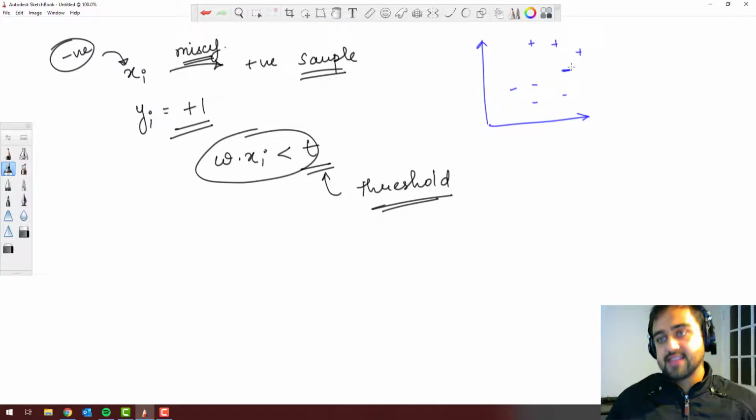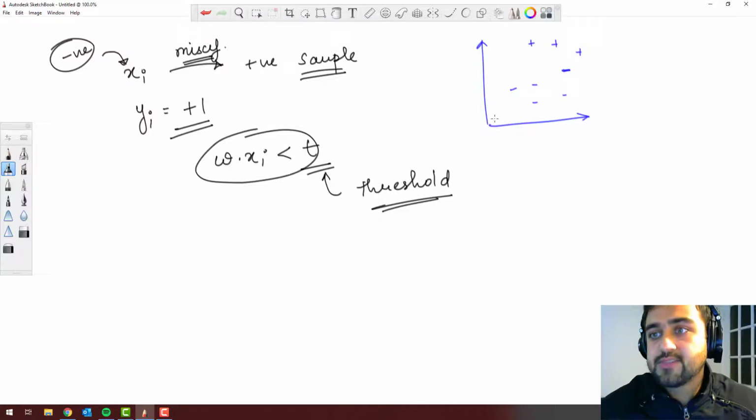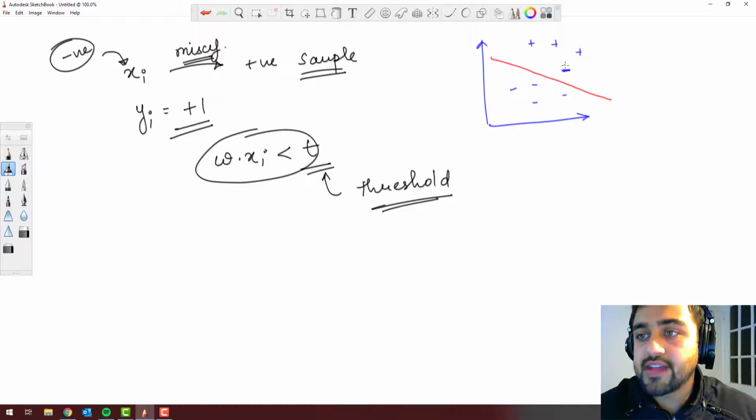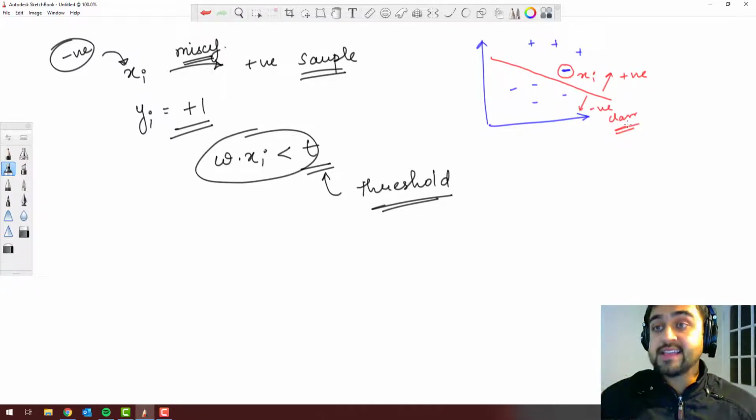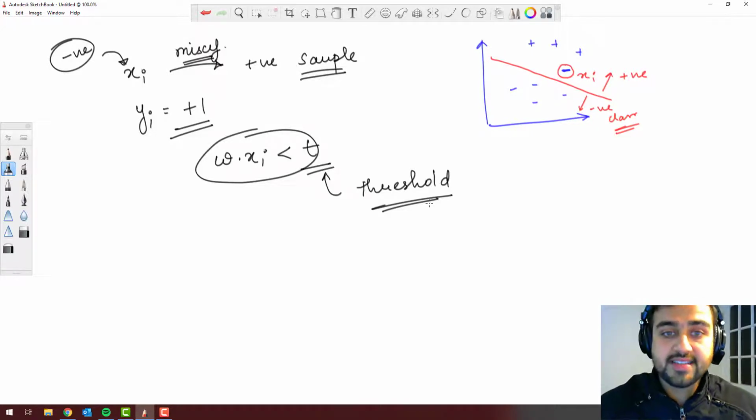Right. Let's take one negative sample here. So now our perceptron has built a decision boundary such that we have a misclassification. This is xi. It should have been negative, but it is misclassified into the positive class. So everything above is positive, everything below is negative class, right?